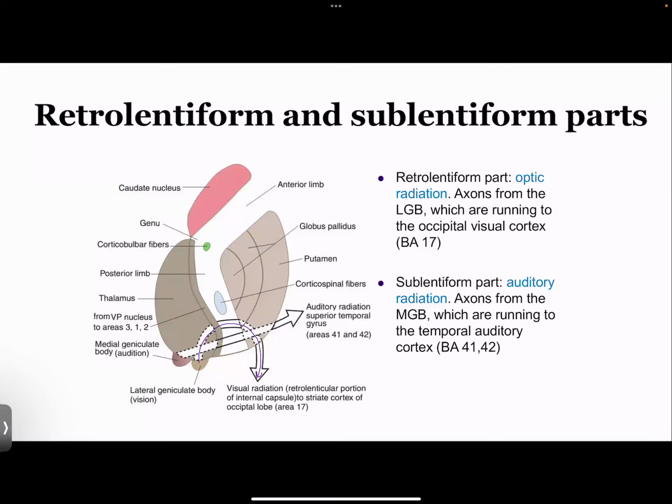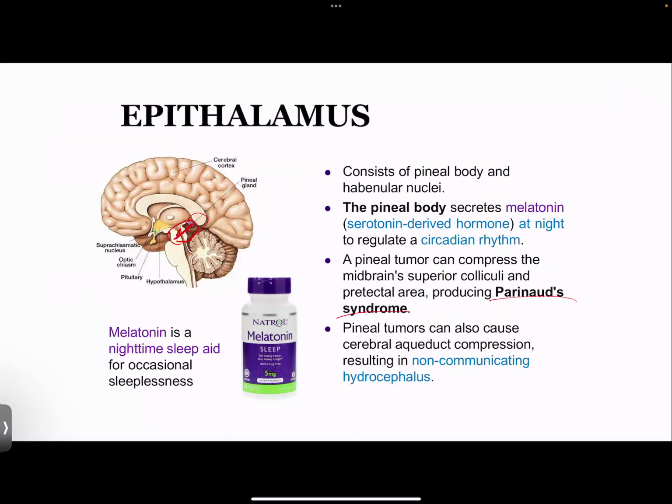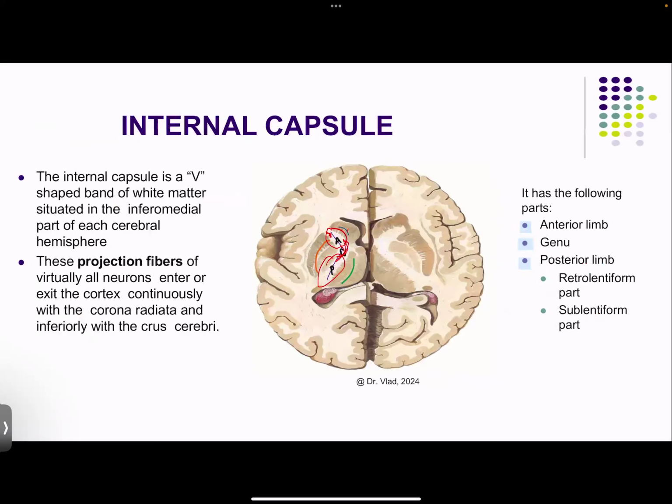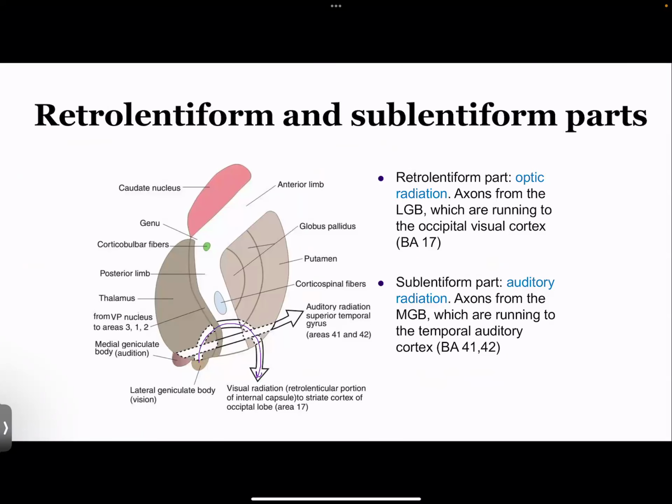Okay, you see how in here we say that we have auditory radiation. Here we said we have optic radiation. So basically the sublentiform is the auditory radiation that goes out from the MGB. And the retrolentiform is the optic radiation that goes out from the LGB.